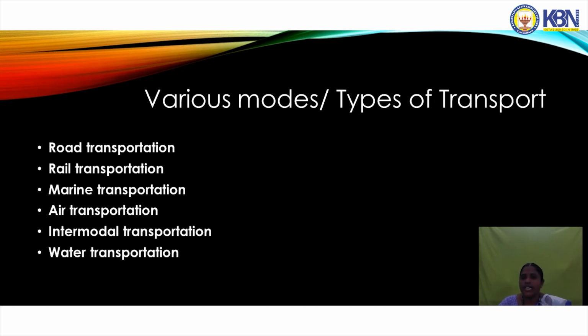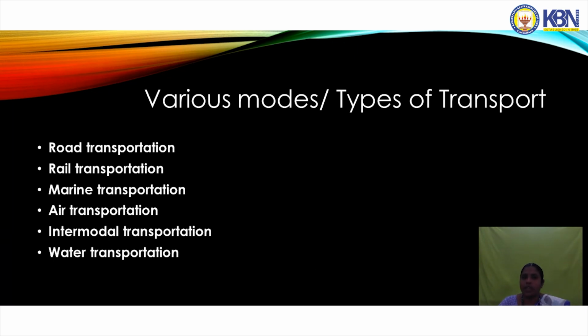Next one, various modes or types of transport. Various modes or types of transport means first one road transportation, second one rail transportation, third one marine transportation, fourth one air transportation, fifth one inland transportation, last one water transportation. But these are various types of transport. But first you need various topics in economies of transport.